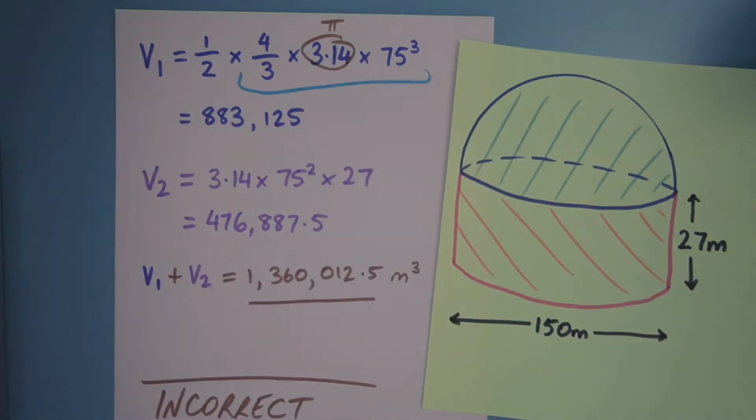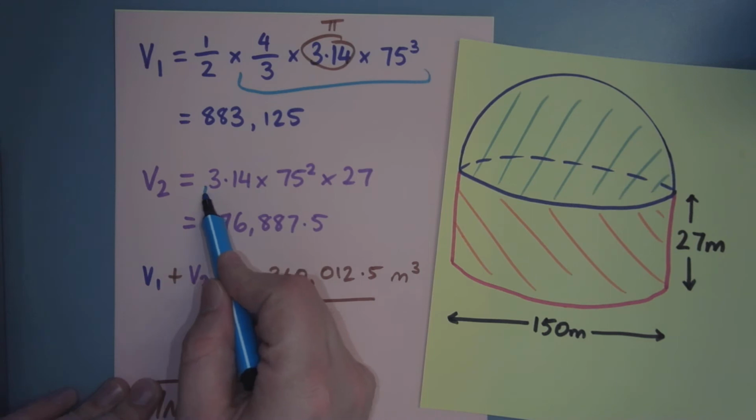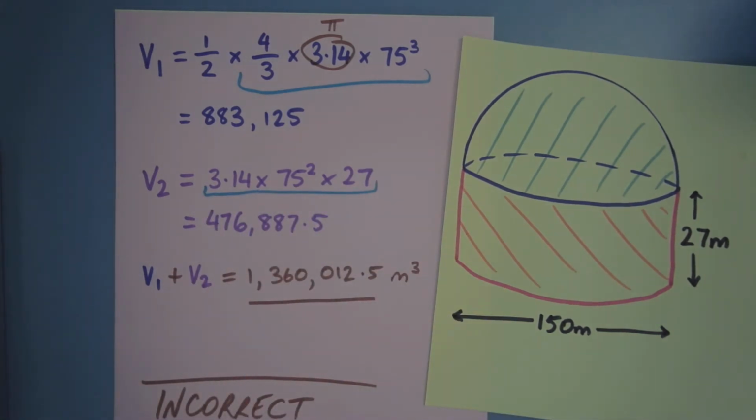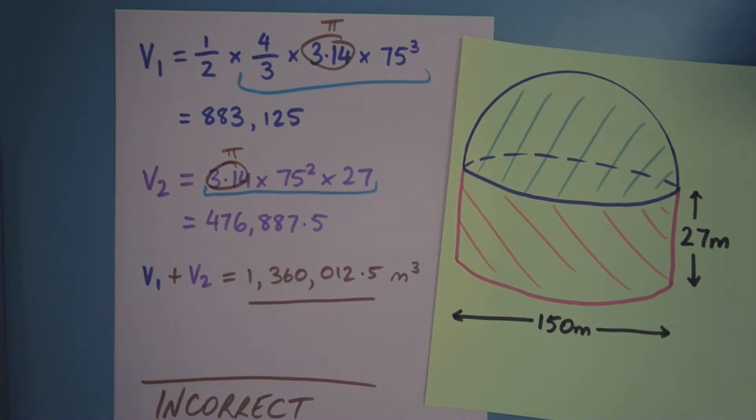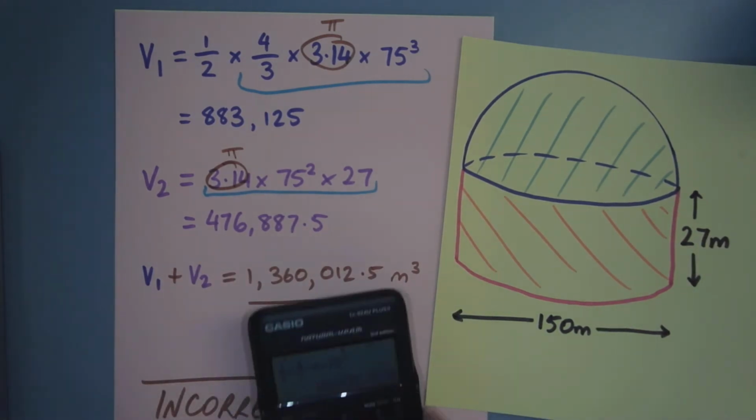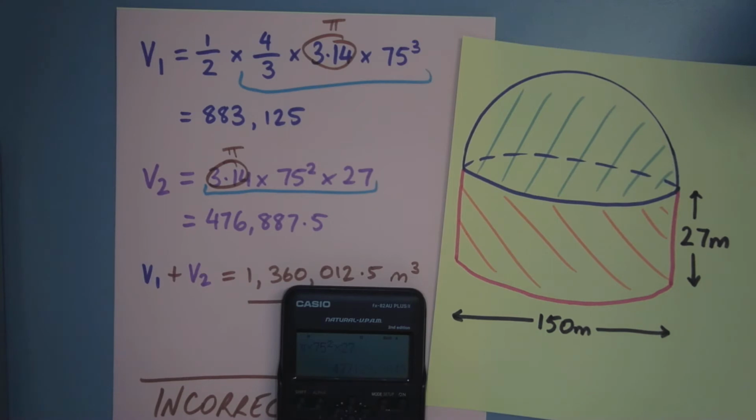And we've done the same thing here where it's like, yep, 3.14 instead of pi, that should have been pi, times 75 squared times 27. That's the correct working for the volume of a cylinder. But the accurate answer is pi times 75 squared times 27.